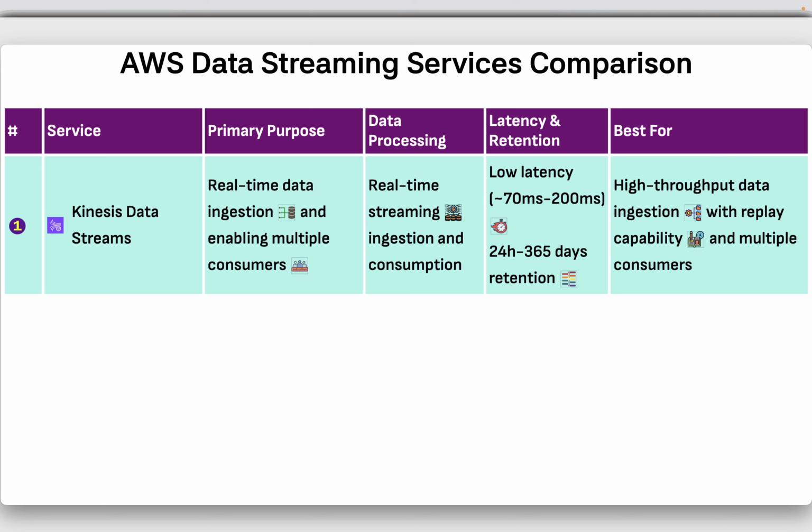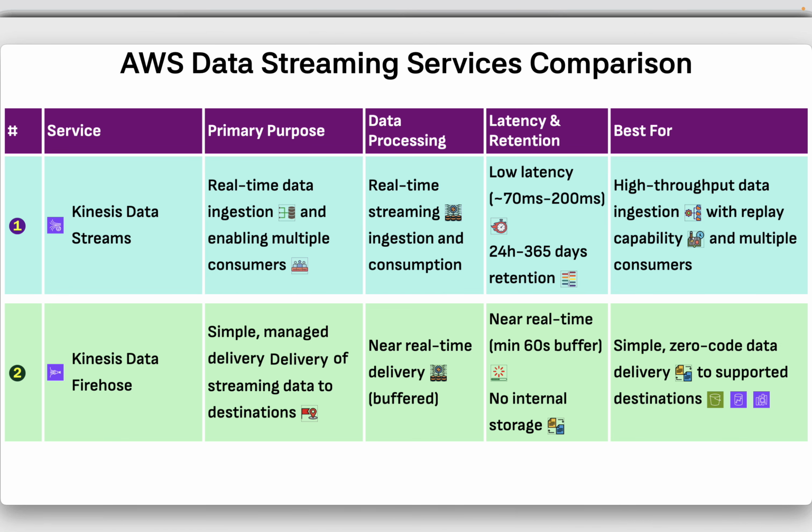So this is one of the first services from AWS and it is one of the de facto for streaming. Only you will choose a different answer if there is additional information. Kinesis Data Firehose is a simple managed delivery of streaming data to destinations. So basically you have some buffer and finally there are targets or destinations where you want to deliver the data. In that case you will use Data Firehose.